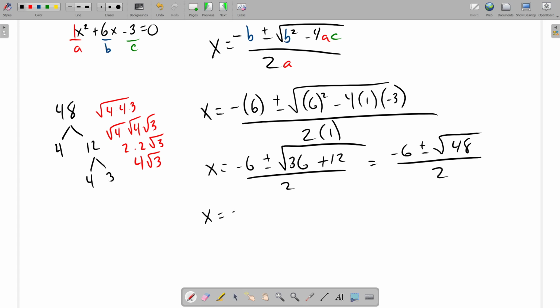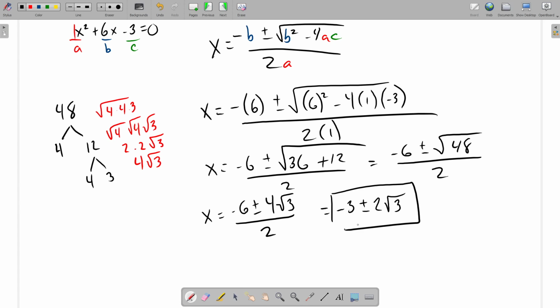So x is equal to negative 6 plus or minus 4 times the square root of 3 all over 2. We can simplify this one step farther. 4 is divisible by 2, and negative 6 is divisible by 2. Because they're both divisible by 2, we can simplify, and we can say that negative 6 divided by 2 is negative 3 plus or minus, and 4 divided by 2 is 2 times the square root of 3. So this is our final answer, negative 3 plus or minus 2 root 3.